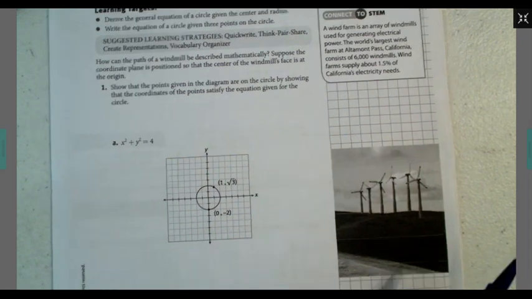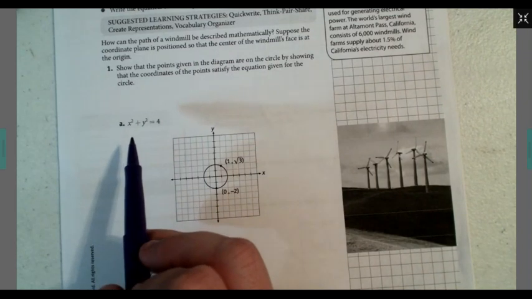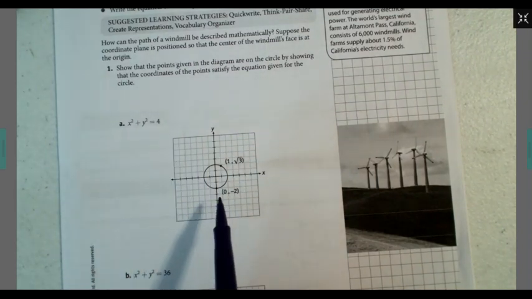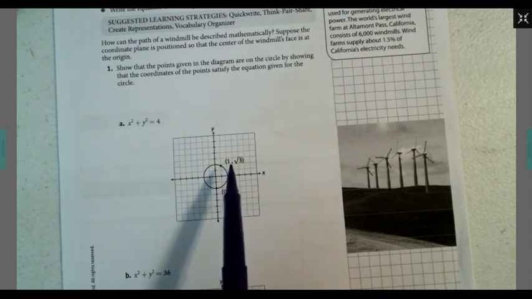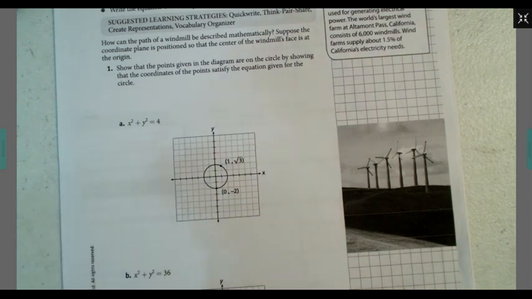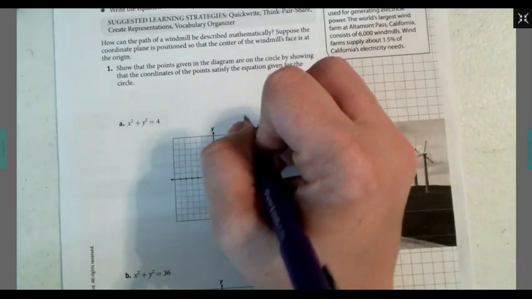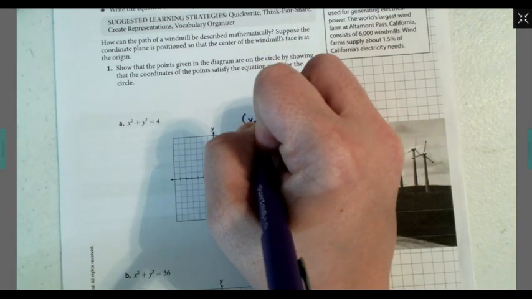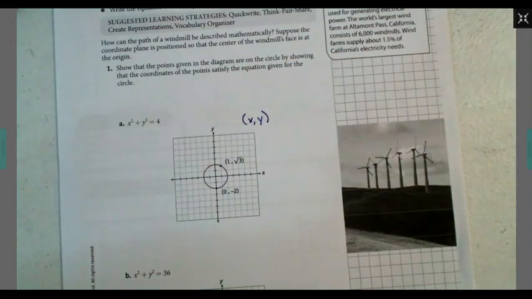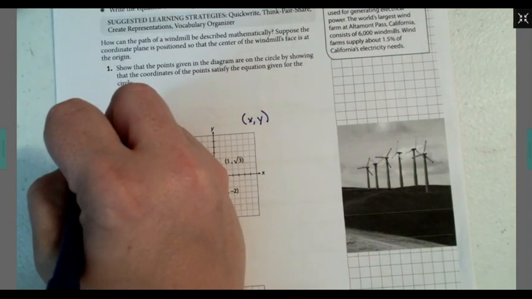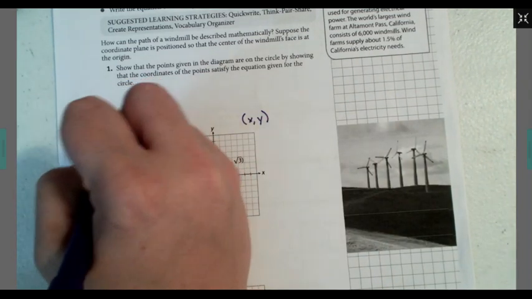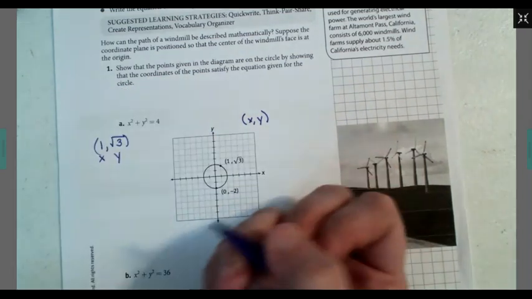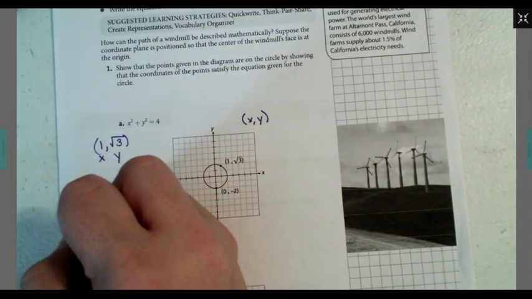First, we have the circle equation: x squared plus y squared equals 4. And it gives us 2 points on that circle, (0, -2) and (1, square root of 3). So we want to show that these points are satisfied by the equation. So we're going to plug these in. Recall that the ordered pair is (x, y). So we're going to try (1, square root of 3), and recall that this is x, y. So I'm going to plug it into this equation.